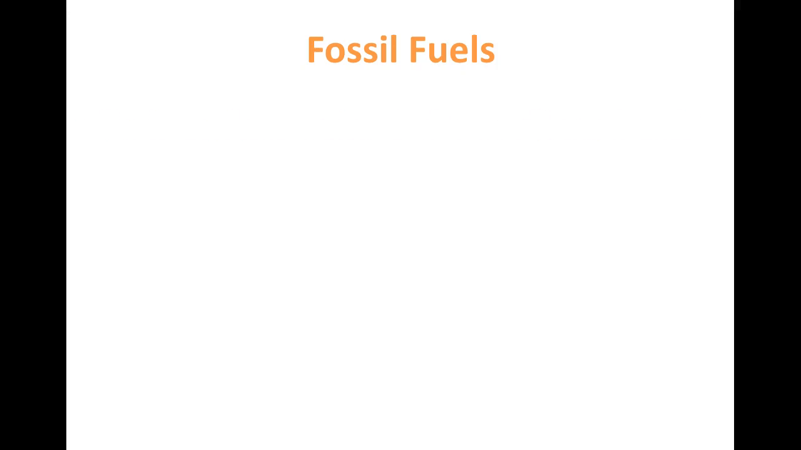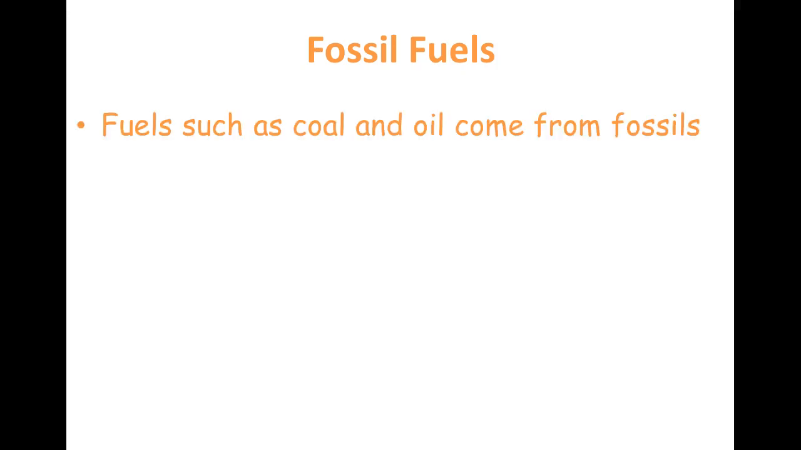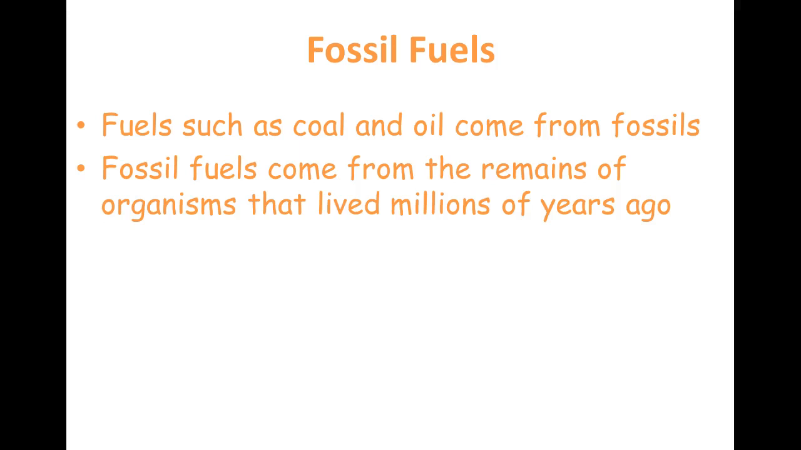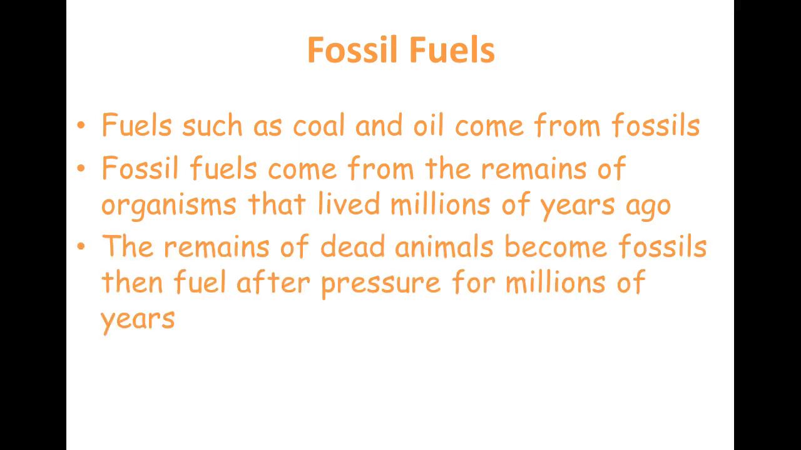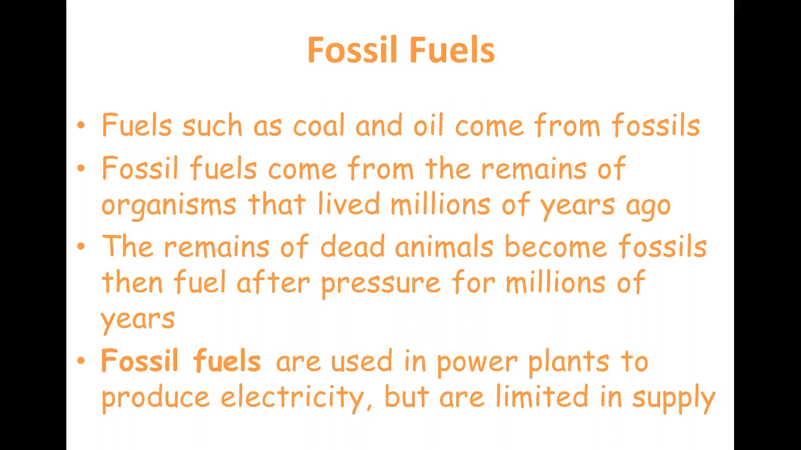Fossil fuels. Where do fossil fuels come from? Fuels such as coal and oil come from fossils. Fossil fuels come from the remains of organisms that lived millions of years ago. The remains of dead animals become fossils, then fuel after pressure for millions of years. Fossil fuels are used in power plants to produce electricity but are limited in supply.